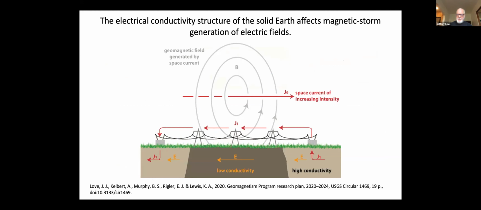Another point that I think is well understood by this community: the electrical conductivity structure of the solid Earth affects magnetic induction and generation of electric fields. Schematically, we have an electric current in space. It's time dependent, so it generates a time-dependent magnetic field that, by Faraday's law, induces electric fields in the electrically conducting solid Earth. The efficiency with which that generation occurs, and the currents that it drives, depends on the conductivity itself. So currents flow very easily, of course, in high conductivity rock material. They have a harder time flowing in resistive material.